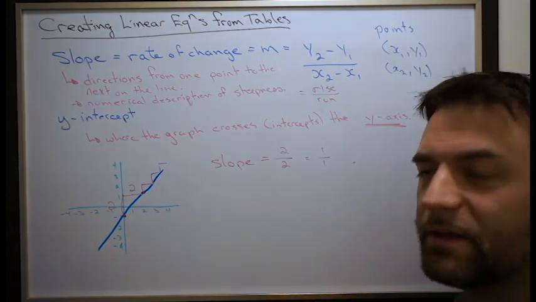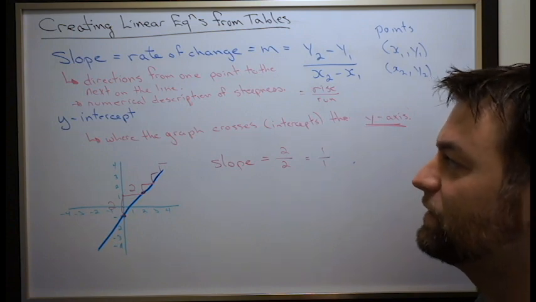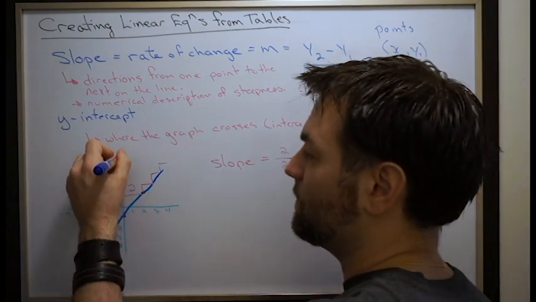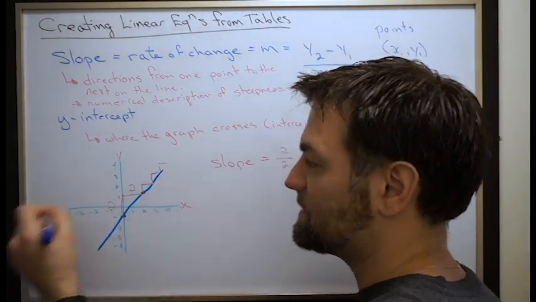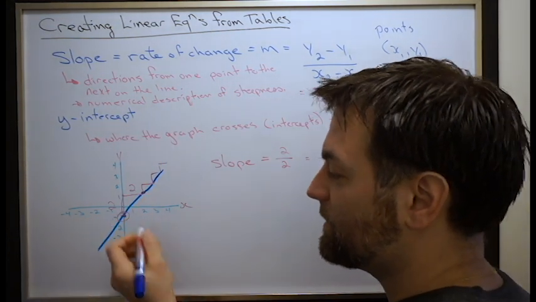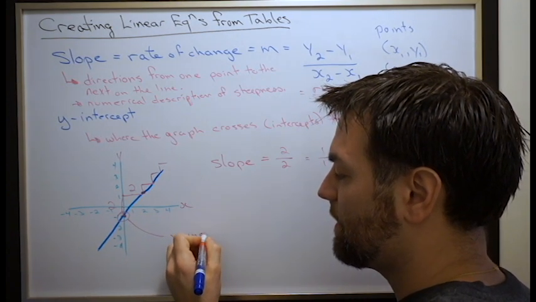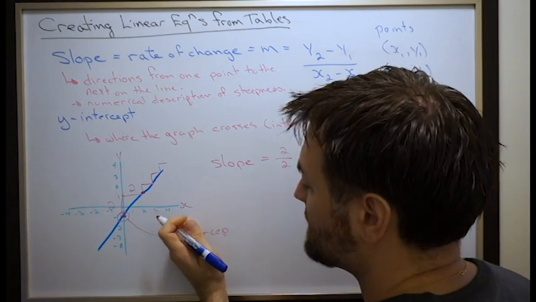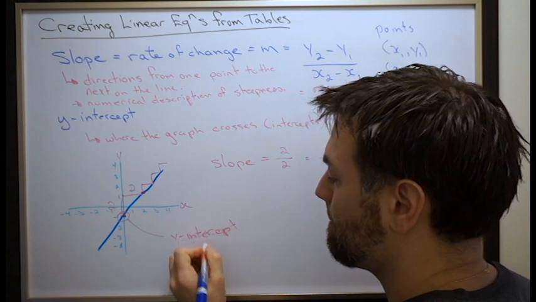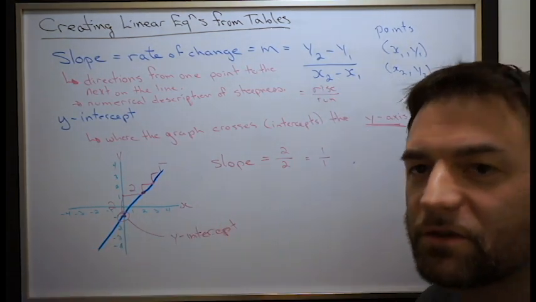And the other point that's key for us is the y-intercept, and that is where the graph crosses or intercepts the y-axis. So this is a y-axis, and this is an x-axis. X is always left, right. Y is always up, down. This point here where it intercepts the y-axis, that is the y-intercept. I spelled that clearly. Intercept. So there's our y-intercept there. It's just looking at where the graph is going to cross.